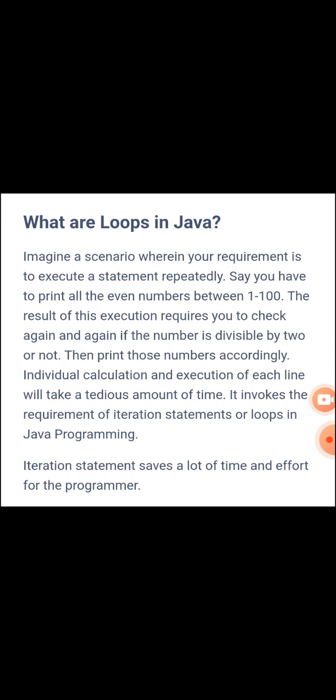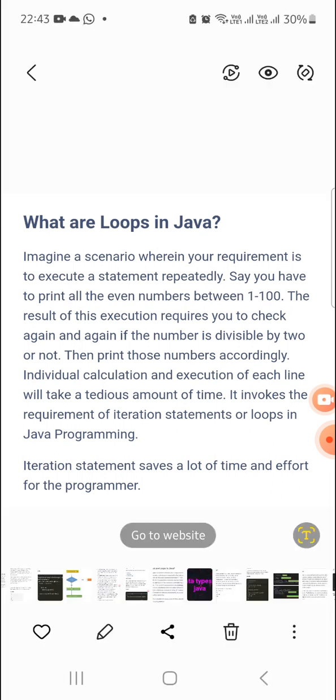But that task will become difficult for you because you have to execute all the steps for 1 to 100 numbers, so it will take a lot of time and effort. Now what can you do? You can do this task with the help of loops. Now there are three types of loops: for loop, while loop, and do while loop.